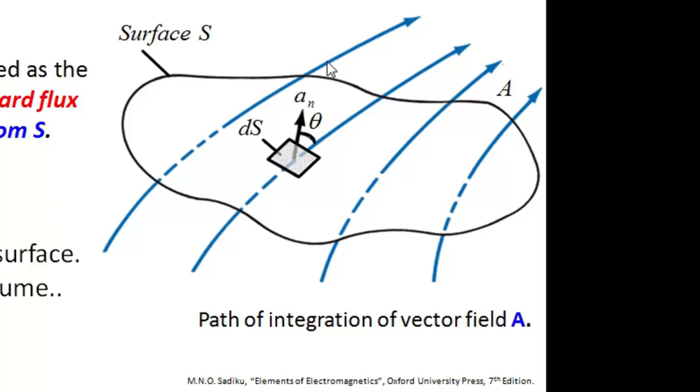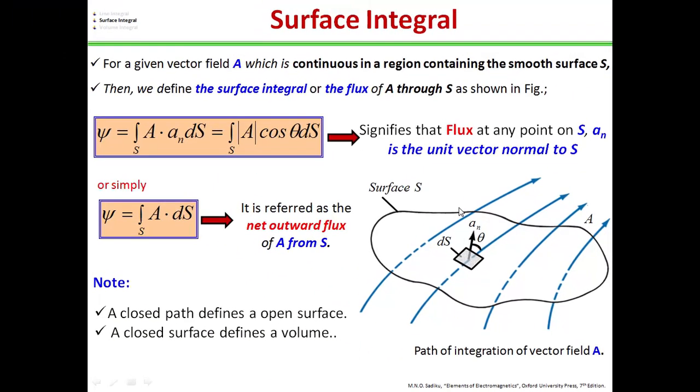So the number of field vector lines passing through this closed surface is basically defined as flux, and flux is calculated over this surface by the surface integral of A dot an ds, where an is the unit vector normal to this surface. Or we can simply write the surface integral of A cos theta ds. That means the flux of a vector field A will be normal to the surface S. Or simply we can write flux phi is equal to the surface integral of A dot ds, and it is basically referred to as the net outward flux of a vector field A through the closed surface S.